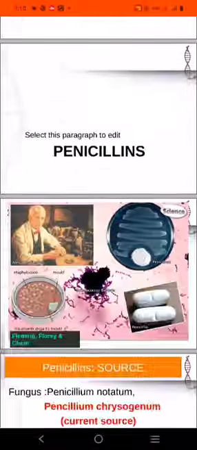Understand? So what are the beta-lactam antibiotics? The compounds having beta-lactam ring in their structure are known as beta-lactam antibiotics. The compounds are penicillins, cephalosporins, carbapenems and monobactam. In this we are going to see today about penicillins.